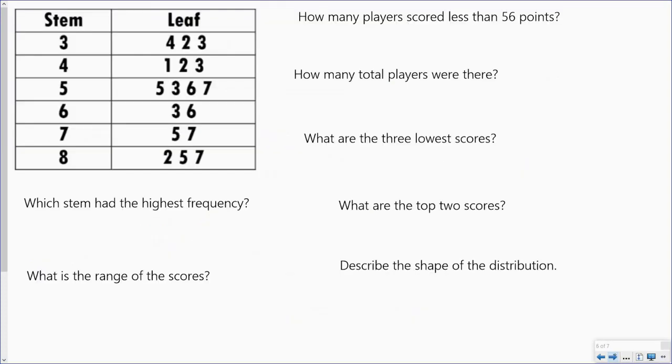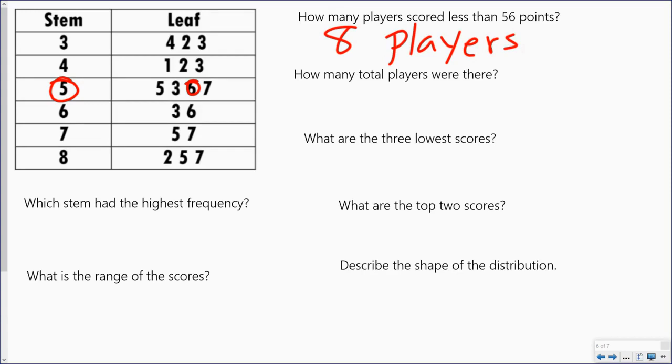Let's take a look at this stem and leaf plot. How many players scored less than 56 points? Well, here's my 5 for my 50. Here's my 6 for my 1. So there's my 56 points. So now I just need to count the numbers that are less than 56. And when I do that, I come up with 8 players scoring less than 56 points.